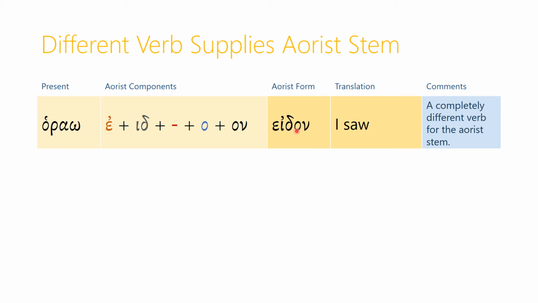Again, we've got stem change, the augment on the beginning, and the secondary endings with the omicron connecting vowel. This is actually quite regular, just like the other second aorists we've seen. But the stem here, the aorist stem, is even more different than the changes we've seen in some verbs. And eidon means I saw.